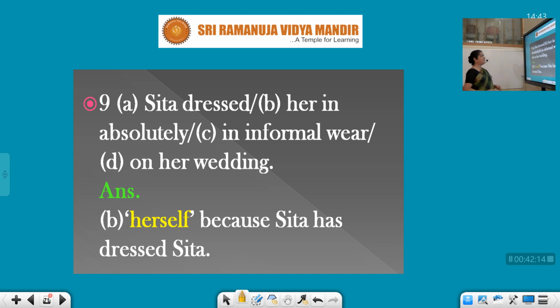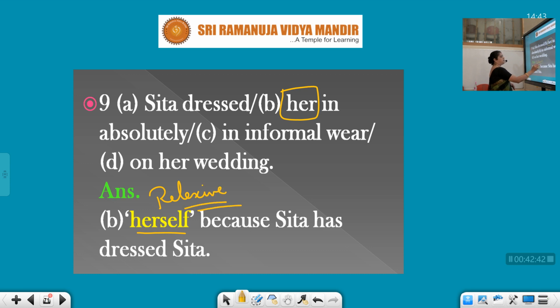Next one is, Sita dressed her in absolutely informal wear on her wedding. Sita dressed whom? Sita dressed herself. Sita dressed her brother. Okay, that is correct. But here, Sita dressed her. You don't say Sita dressed her. Sita dressed herself. This is a reflexive pronoun. So reflexive pronoun means you have to use herself only. Sita dressed herself in absolutely informal wear on her wedding.